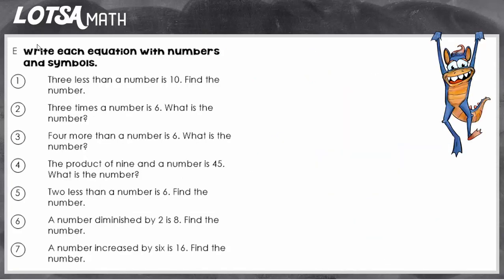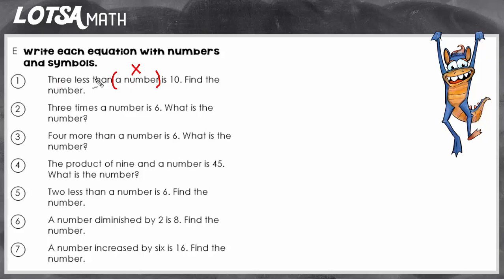So basically, we're going to take these equations that are in word form and rewrite them in standard form using numbers and symbols. So let's look and see how we would do that. On number 1, it says 3 less than a number is 10. Find the number. Okay, so what we're going to be looking for, the number, is the unknown. So where it says a number, that's where we're going to write our variable because we don't know what the number is.